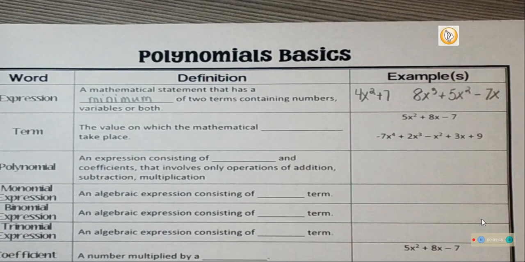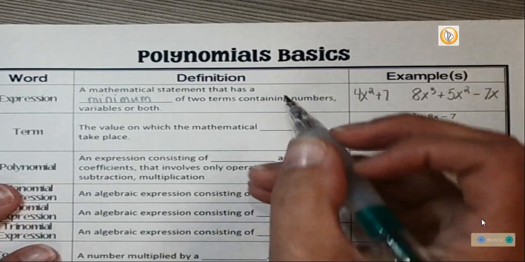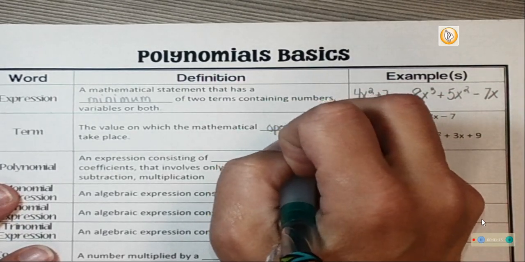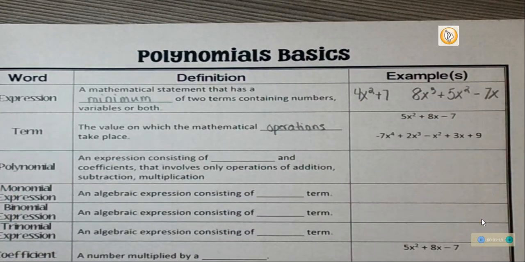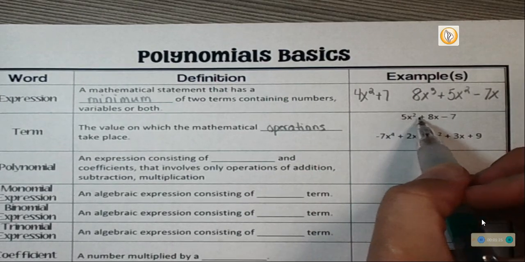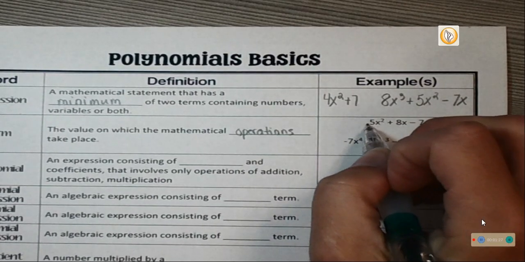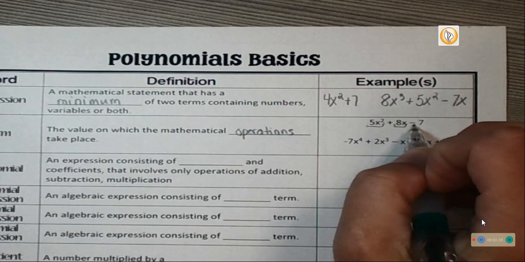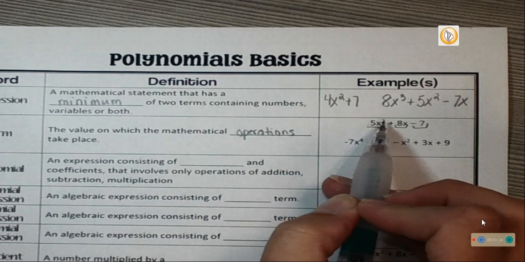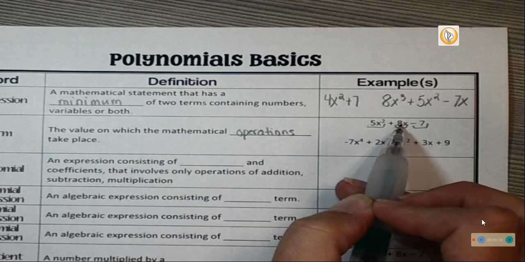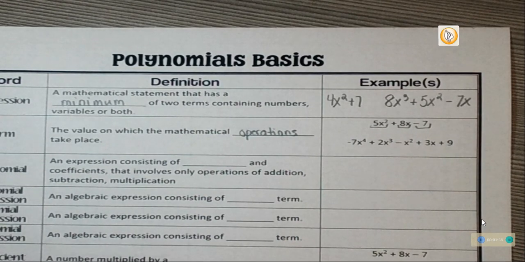All right, so a term. A term is the value on which the mathematical operations take place. Basically, that's a really fancy way of saying it's the things that are getting added and subtracted. So, for this top one, you've got 1, 2, 3 terms. 5x squared is a term, a positive 8x is a term, and minus 7, so like a negative 7, that's another term.